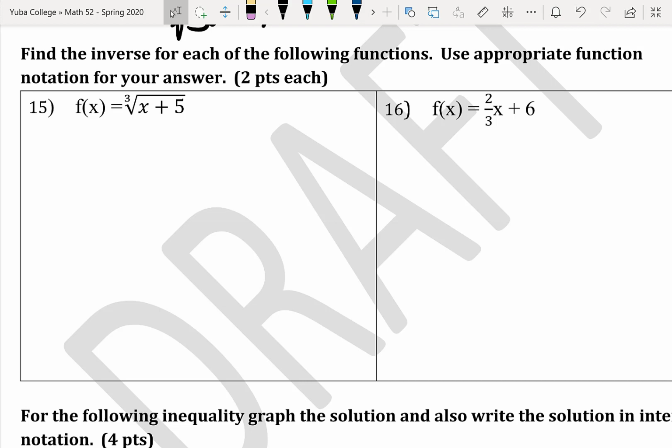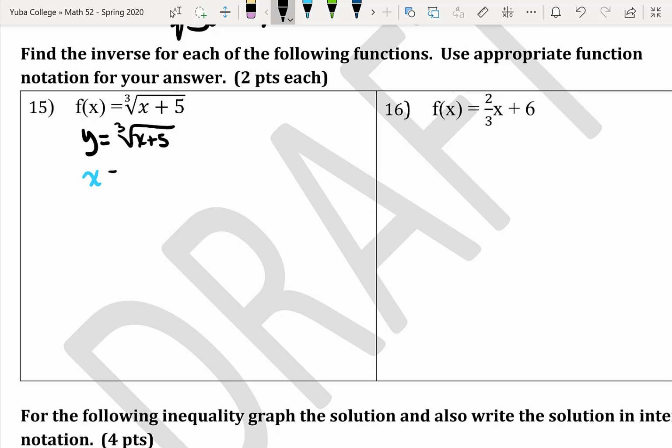In order to find the inverse, let's swap x and y. And so this is x is equal to the cubed root of y plus 5. Now we want to solve for y. We want to get y by itself, and once we get y by itself, that is our inverse function.